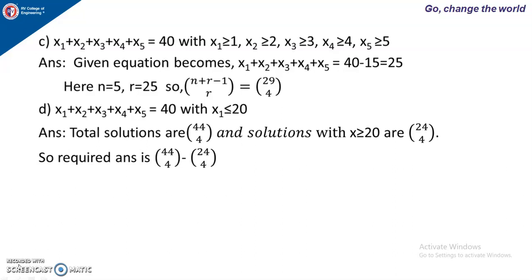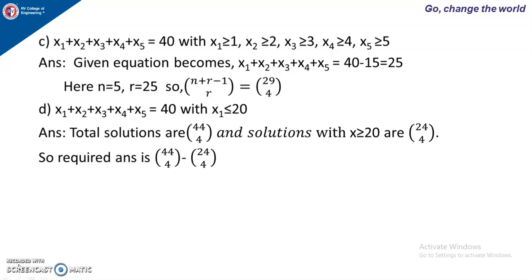The given equation becomes x1 + x2 + x3 + x4 + x5 = 40 − 15, which is equal to 25. Here n = 5, r = 25. So the answer will be (n + r − 1) choose r, which is equal to 29 choose 4.